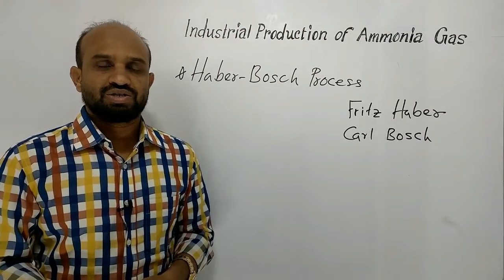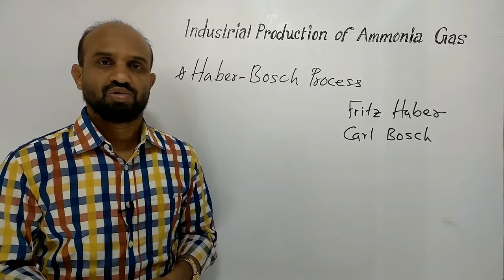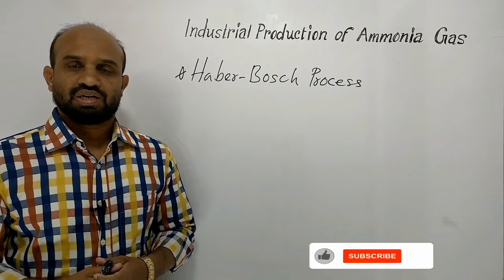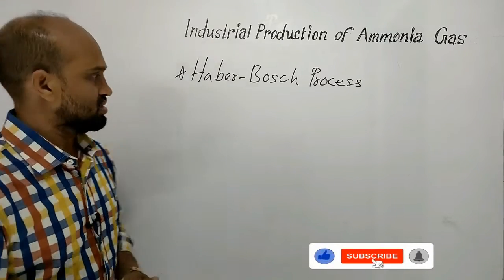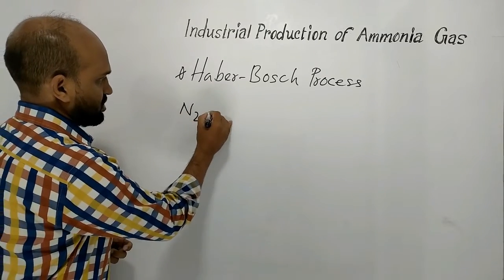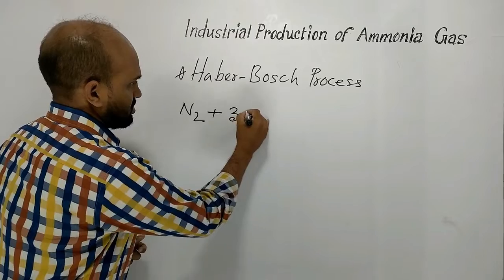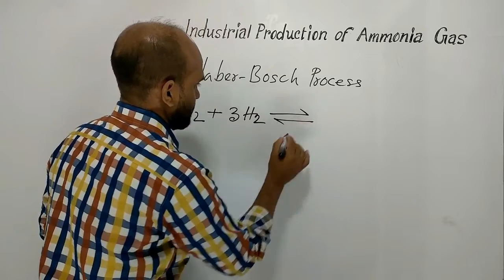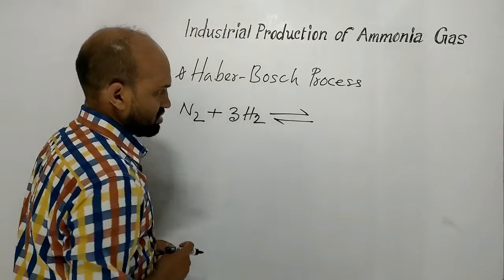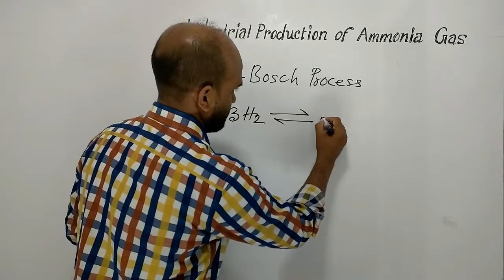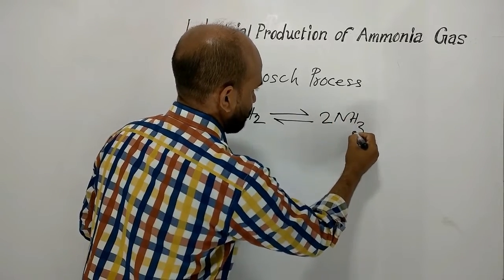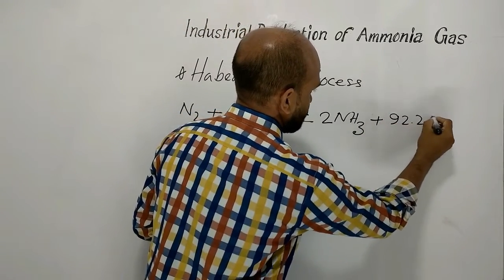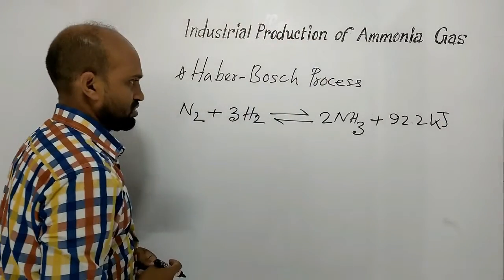Now let's see the reaction in the Haber-Bosch process. The reaction is between nitrogen and hydrogen at the ratio 1:3. Nitrogen plus 3 moles of hydrogen. It's a kind of reversible reaction. That is why the equilibrium sign is used. 2 molecules of ammonia gas are produced. At the same time, 92.2 kilojoules of heat is produced.